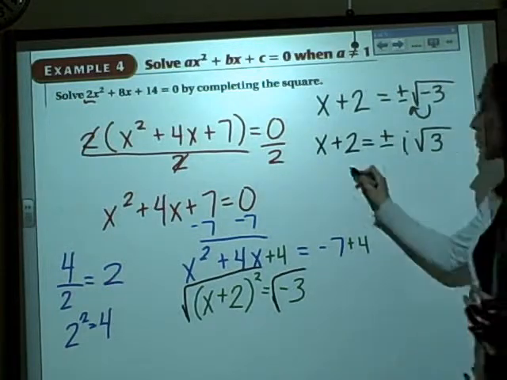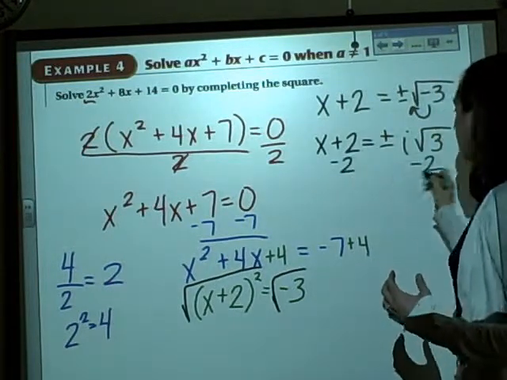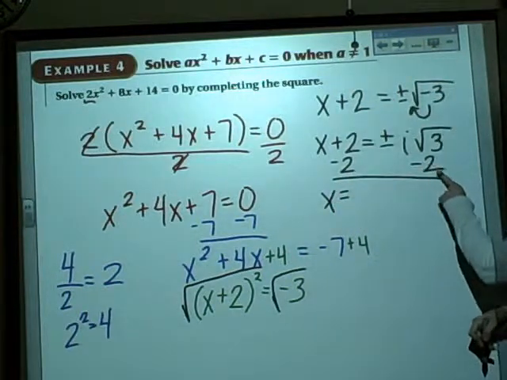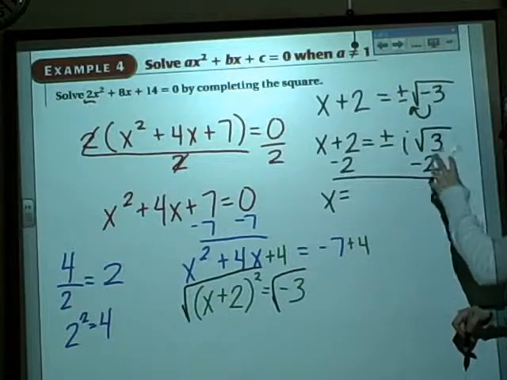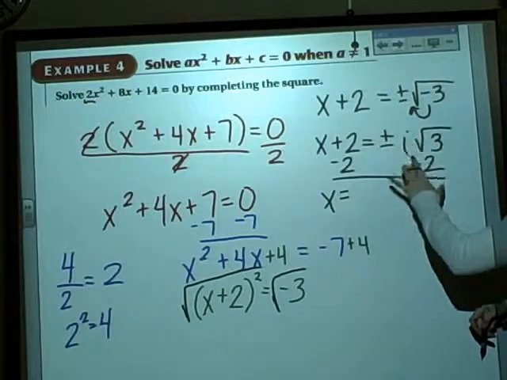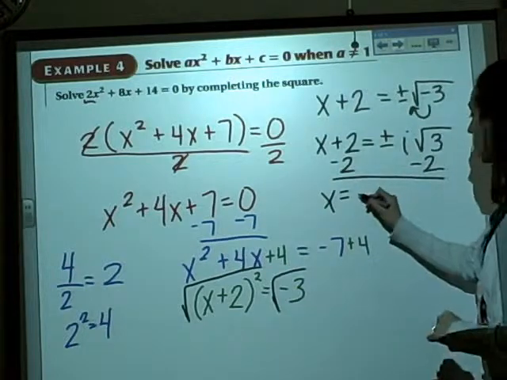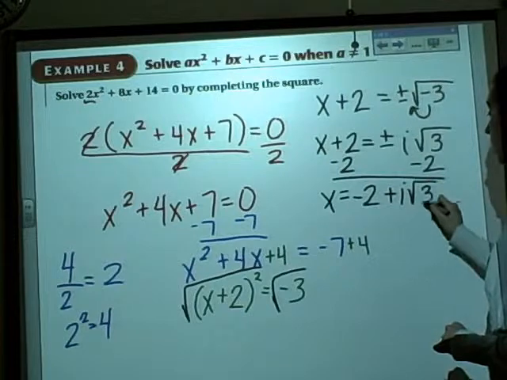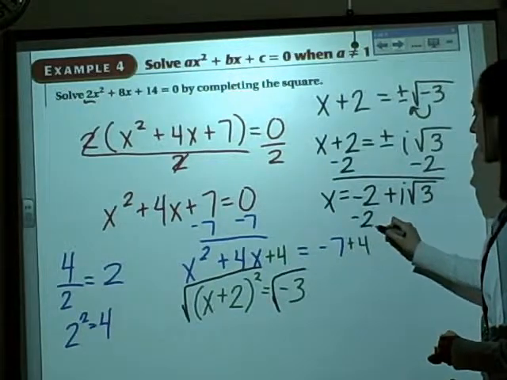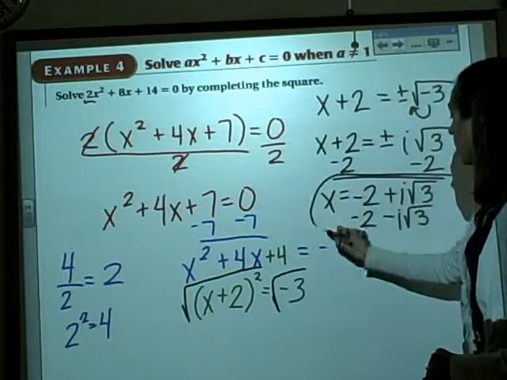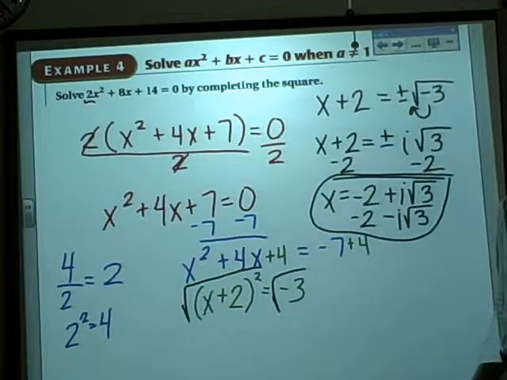Now it's the same deal. We're going to subtract 2 from both sides. Just don't forget that that negative 2, that's the real part. That has to go in front. So I'm not going to say plus or minus i radical 3 minus 2. I'm going to say negative 2 plus i radical 3, or negative 2 minus i radical 3. That's my final answer. You guys have to be very careful of your negatives here.